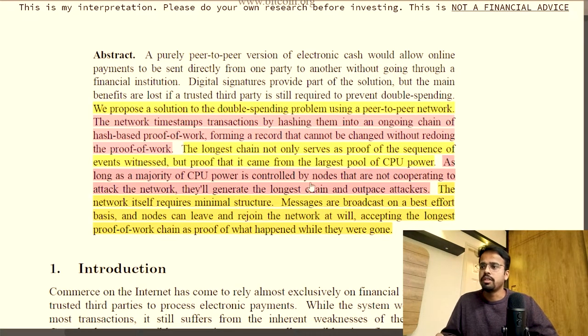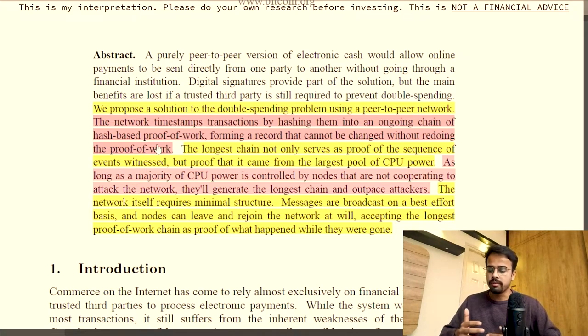We propose a solution to the double spending problem using a peer-to-peer network. The network timestamps transactions by hashing them into an ongoing chain of hash-based proof of work, forming a record that cannot be changed without redoing the proof of work. This we will cover in a subsequent section, but just to give you an idea of what they are trying to say: the network gives a timestamp to every transaction by hashing them into an ongoing chain. So there is an existing chain, and for any new transaction, it gives a timestamp by hashing it into that chain, based on the proof of work consensus mechanism, forming a record that cannot be changed without redoing the entire proof of work. Once the chain is formed, you cannot redo it entirely.